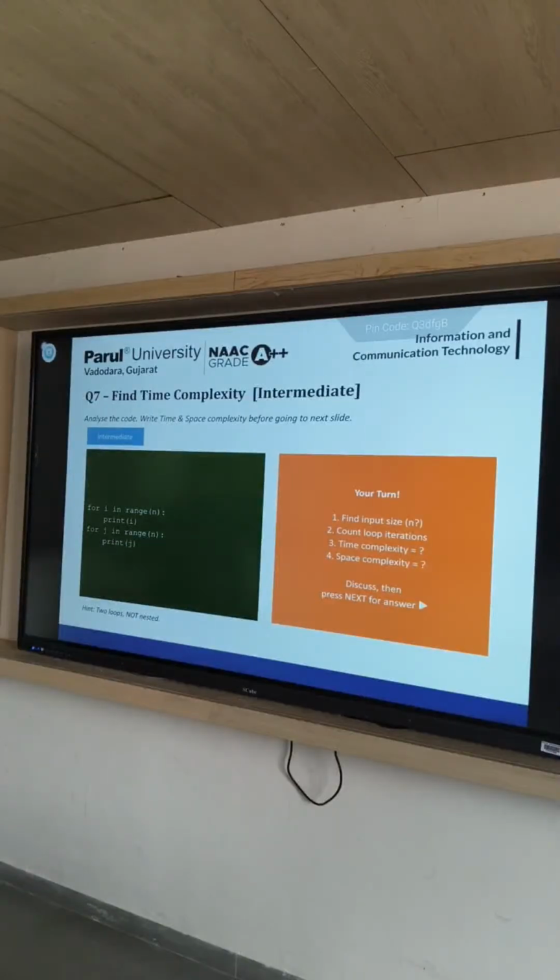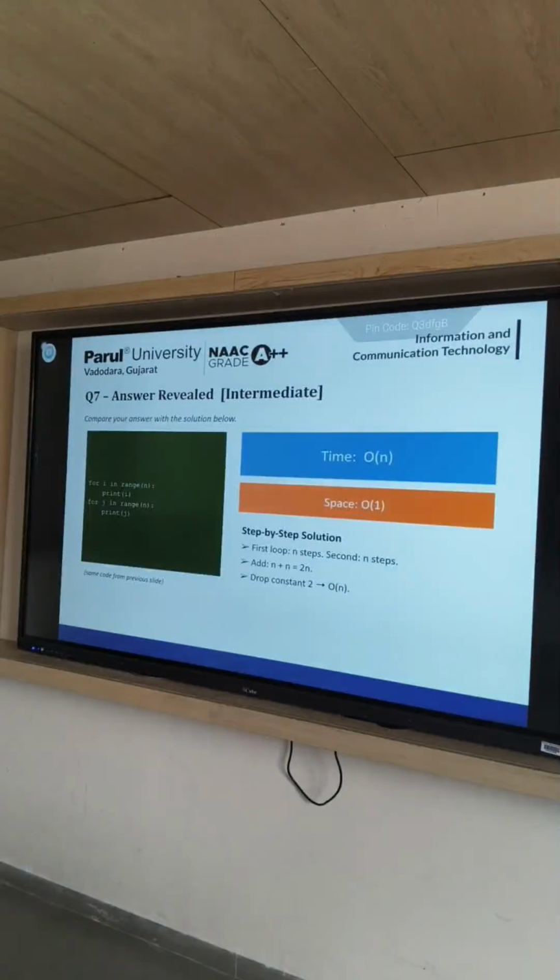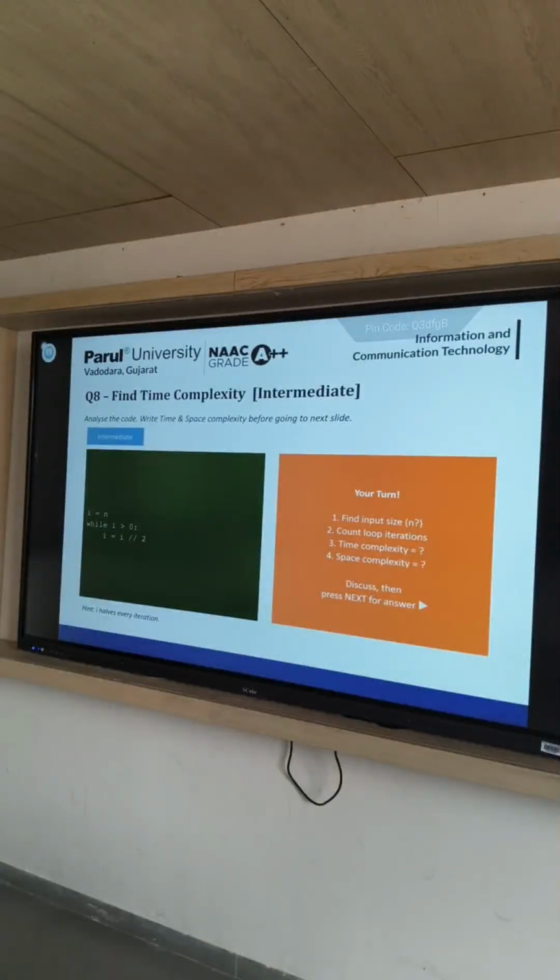This outer loop is running n times, this loop is running n times, so total number of iterations, how many are there? 2n, yes or no? So what time complexity will you say? Order of n, correct. You guys have to remove the constants, right? Constant you cannot consider. And space, what will you say? Order of, are you creating any additional space here? No. So what is the space complexity? Order of 1, right? Perfect. It's a very important question, very important question.